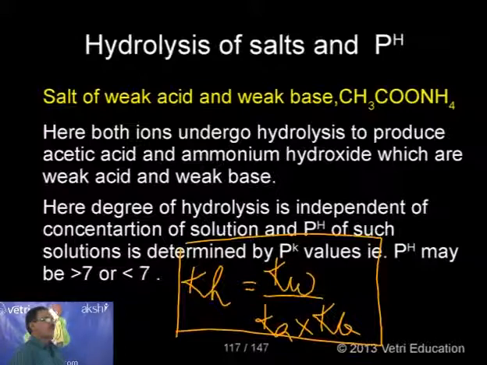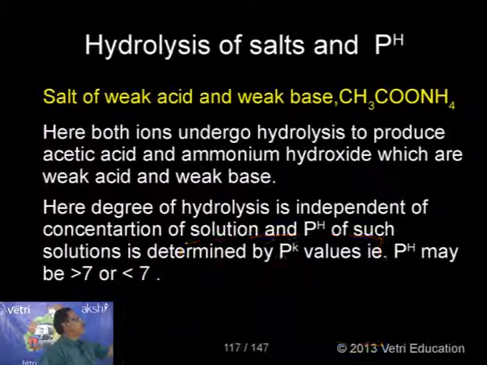So for this, KS is the hydrolysis constant, KW is the ionic product of water, KA is the ionization constant of a weak acid, and KB is that of a weak base. This is the equation you have to apply to calculate the problems. So this is interesting information you must know. Okay, with this, let me go to the next topic.